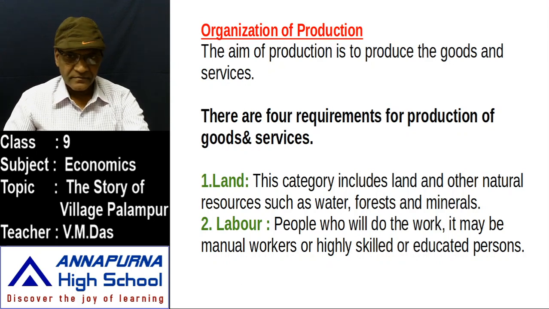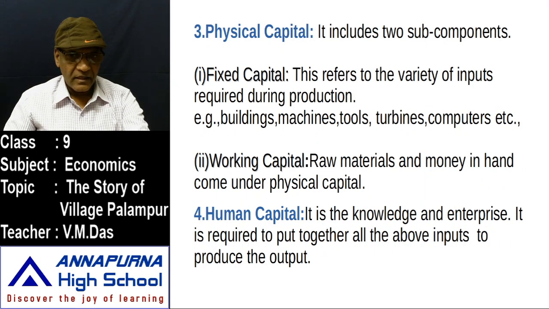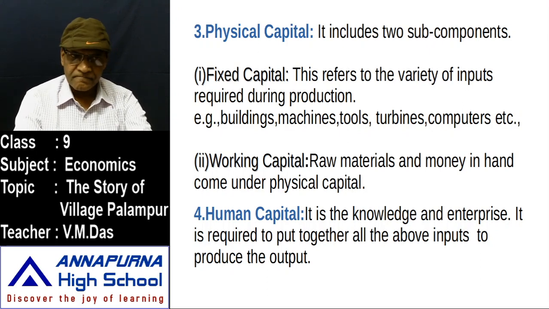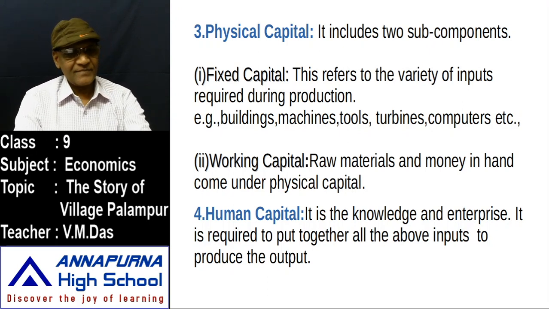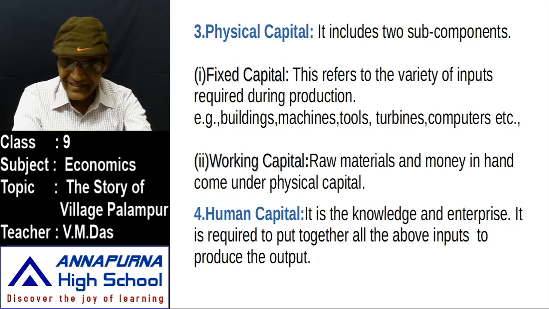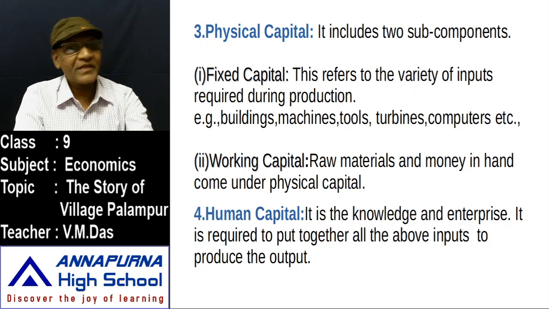So here, the third important factor of production is physical capital, or capital. This capital is mainly classified into two subcomponents, my dears. Again I say, capital is broadly classified into two kinds: number one, fixed capital, number two, working capital.